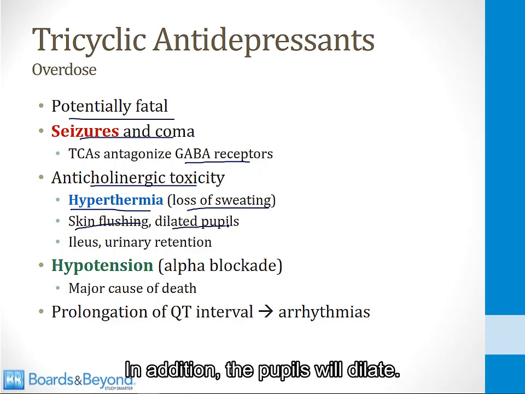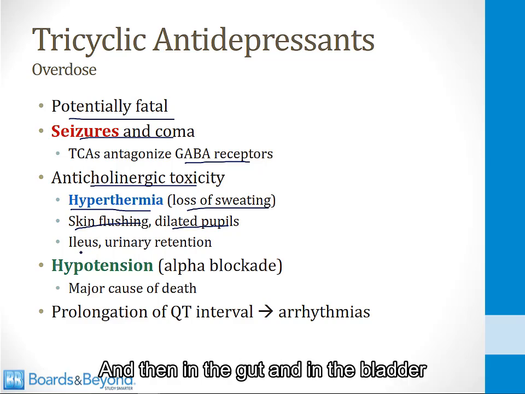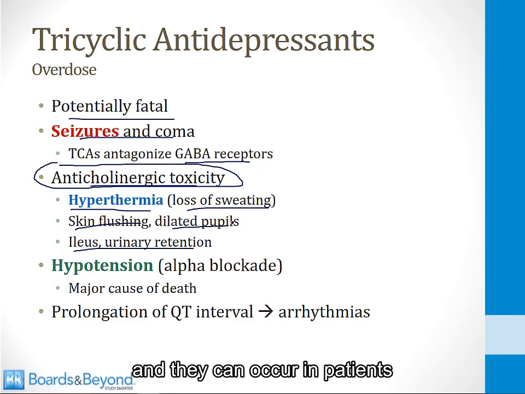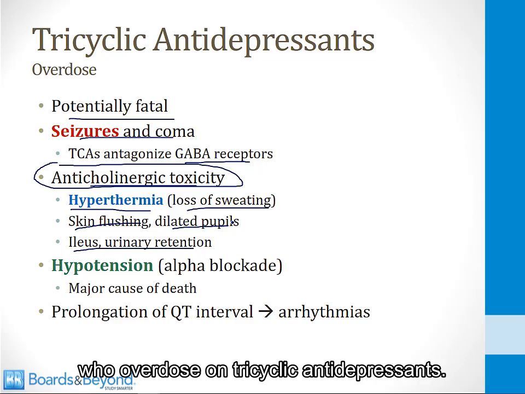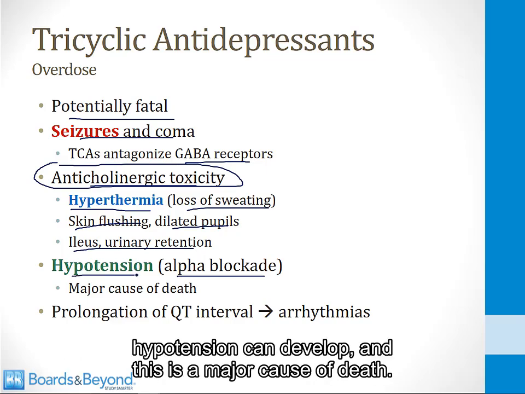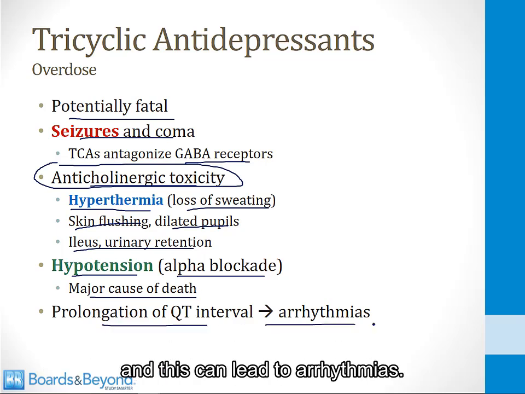In addition, the pupils will dilate. That's because you're blocking cholinergic receptors. And then in the gut and in the bladder, you can develop ileus and urinary retention. These are all classic features of anticholinergic toxicity, and they can occur in patients who overdose on tricyclic antidepressants. And then finally, because of alpha receptor blockade, hypotension can develop, and this is a major cause of death. In addition, the QT interval on the EKG can prolong, and this can lead to arrhythmias.